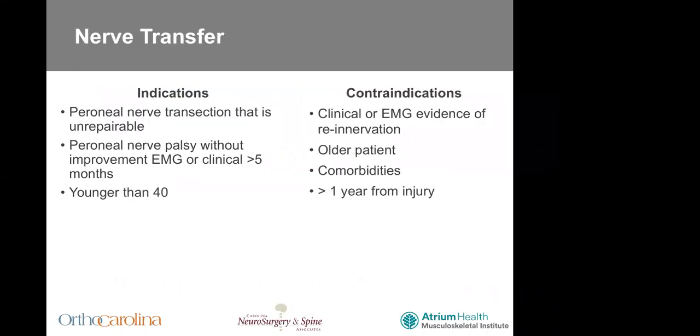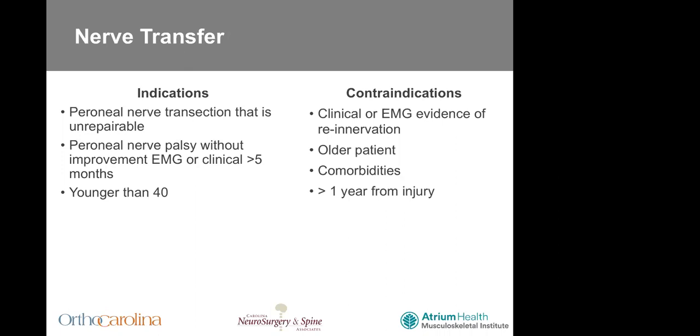So although posterior tibial tendon transfer is reliable, it's not without complications, including hindfoot arthrosis and progressive pes planus deformity, as previously mentioned. Therefore, newer techniques have been described to ameliorate these side effects. Nerve transfer, which was originally described in around 2004, has increasing indications for treatment of peroneal nerve palsy.